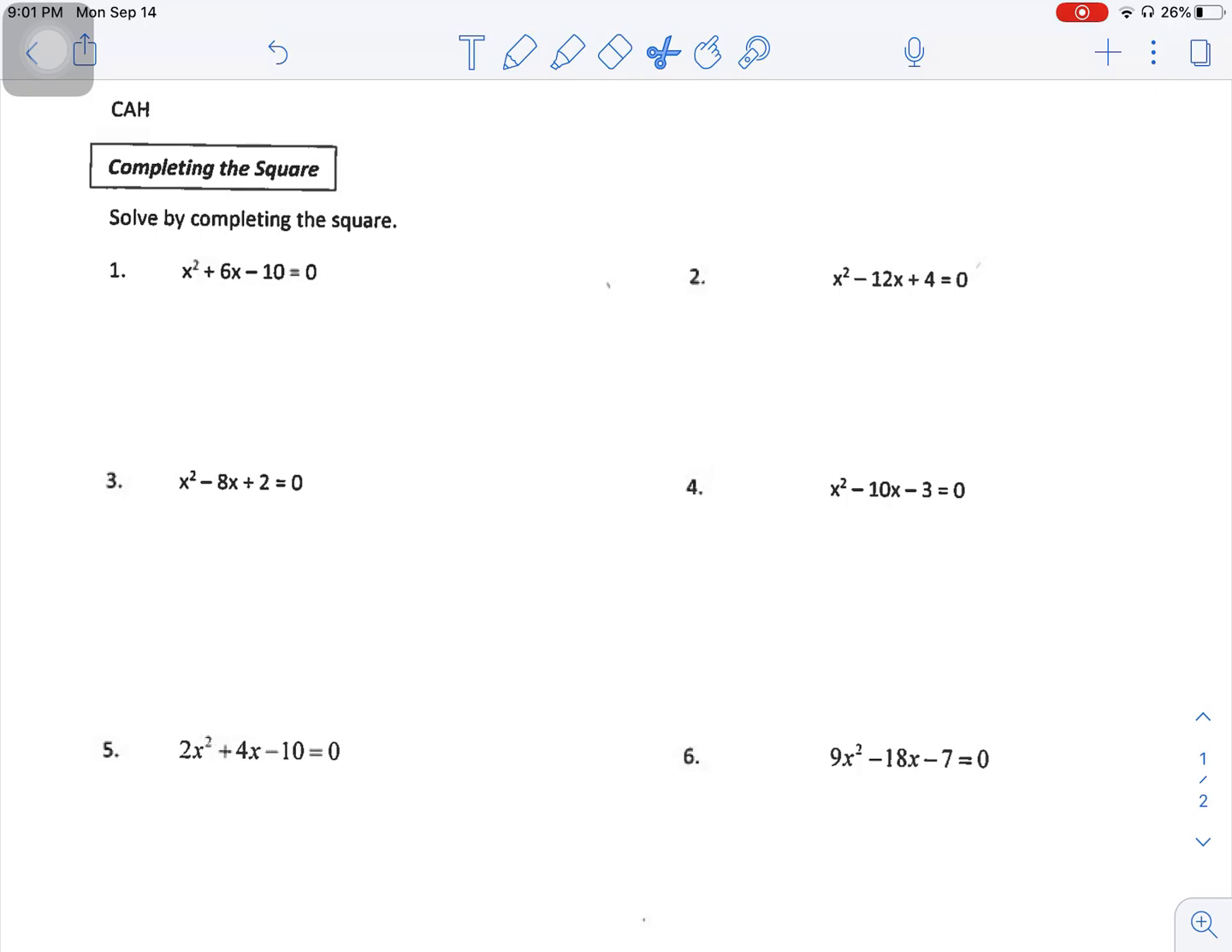But I want to go through the method here so that you have some time to practice with it and get a little bit more familiar with it before we move on to anything else with squares, with parabolas or circles later on in the year.